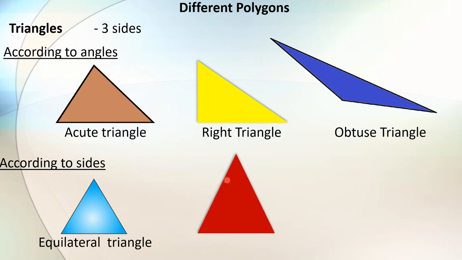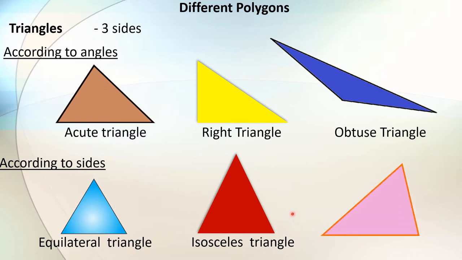And then, another one. Kapag equal ang dalawang sides, ang tawag natin sa triangle na yan ay isosceles triangle. At kapag walang equal side, ang tawag natin dyan ay scalene triangle. Okay? Alam ko pinag-aaralan na to in grade 3, so siguro this is more like a review. Okay? Next.